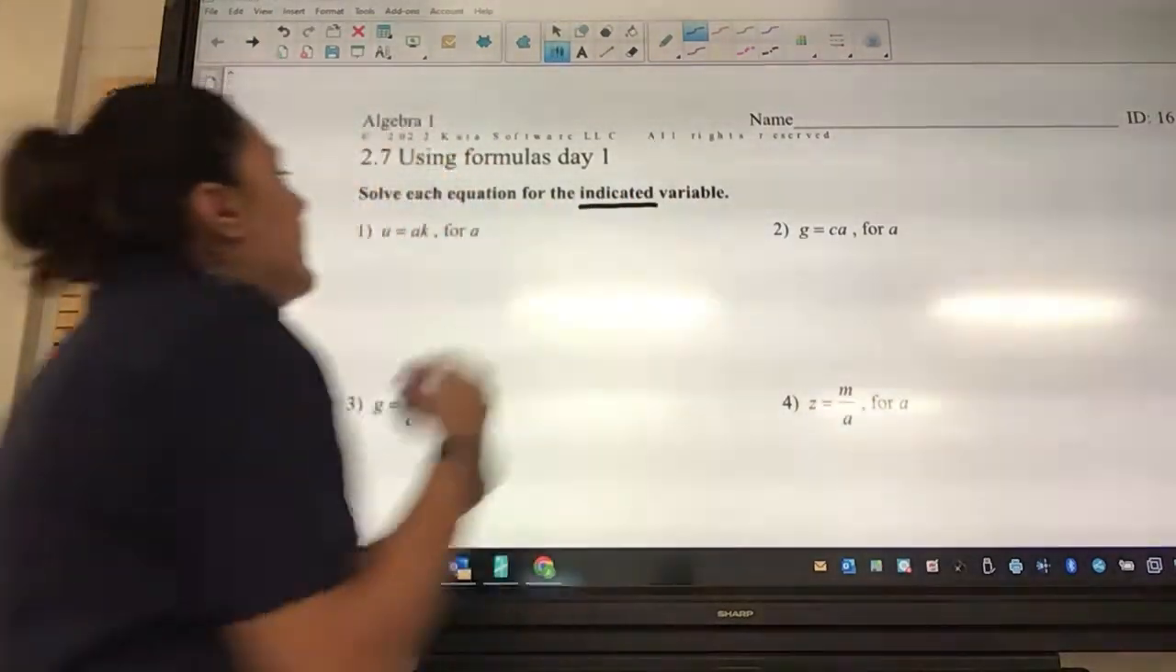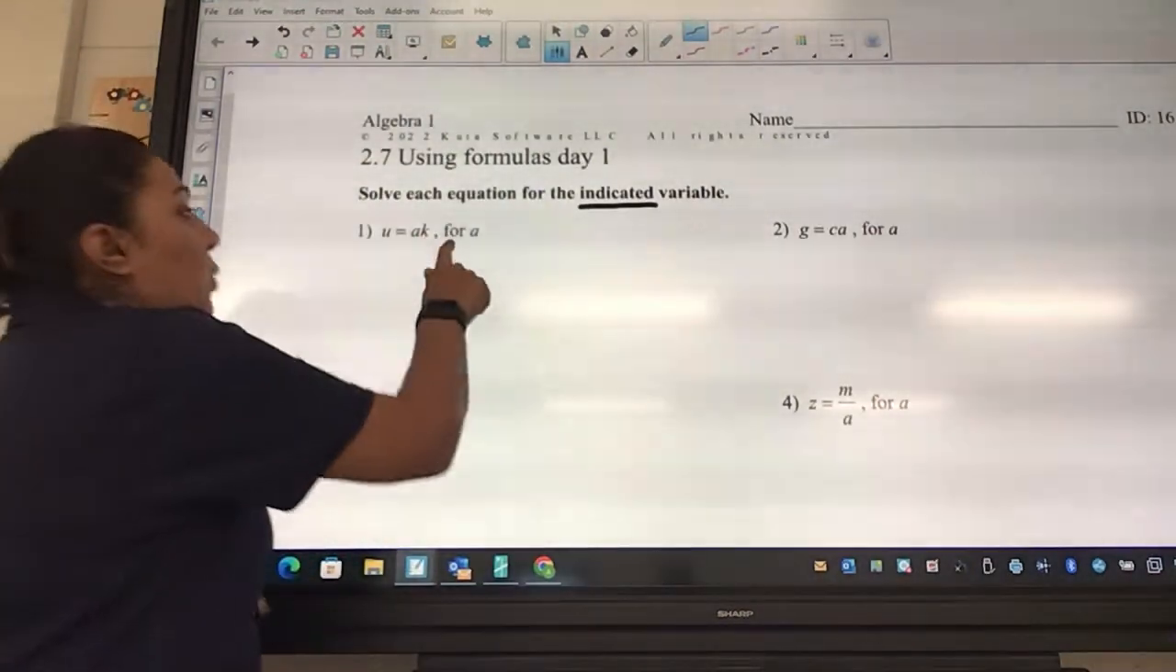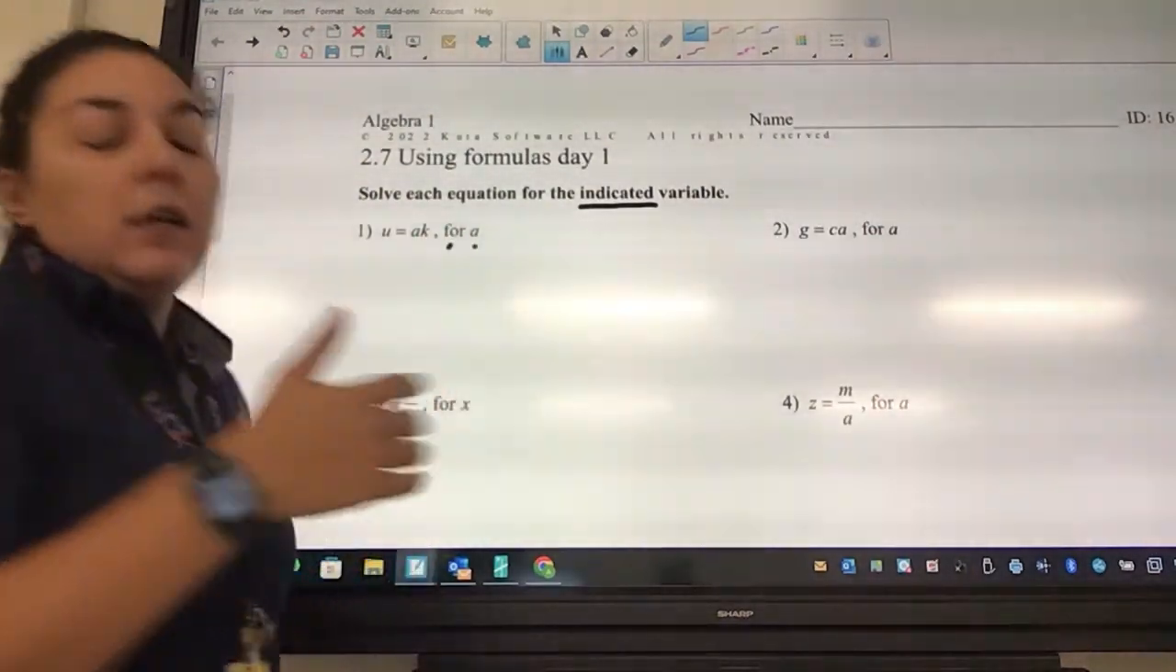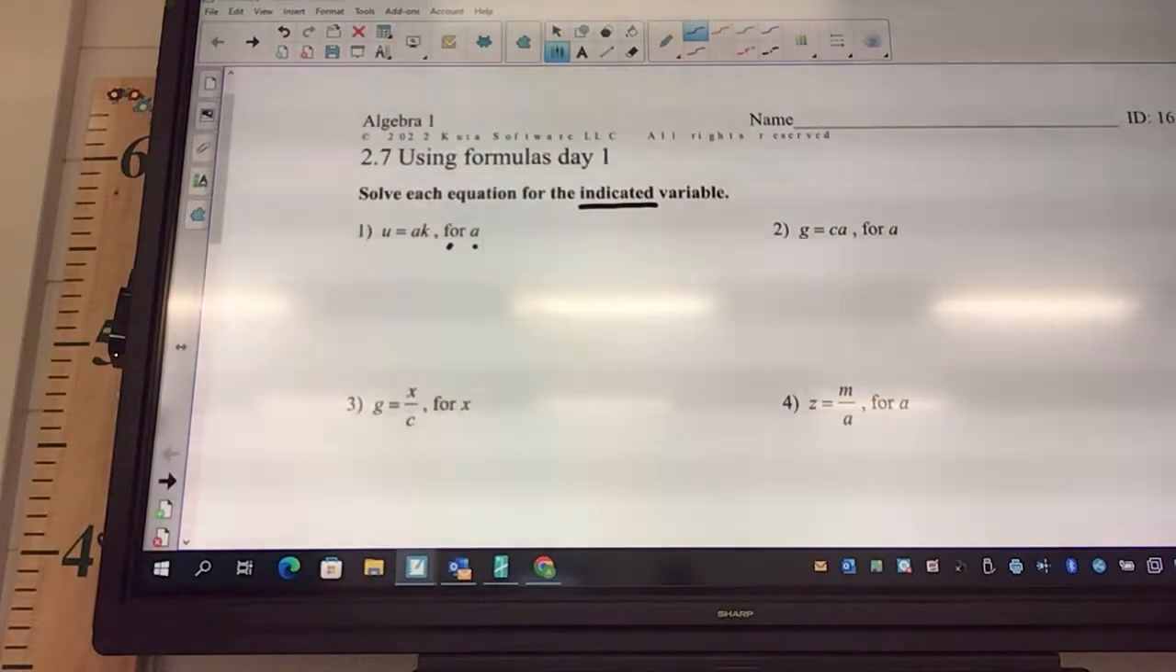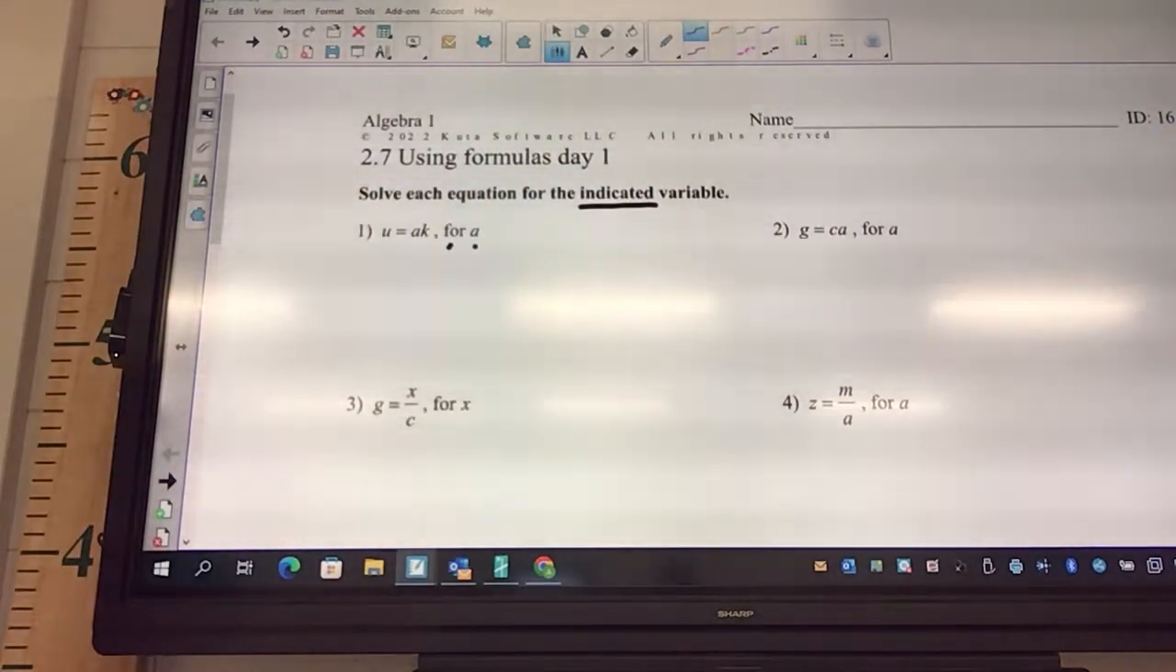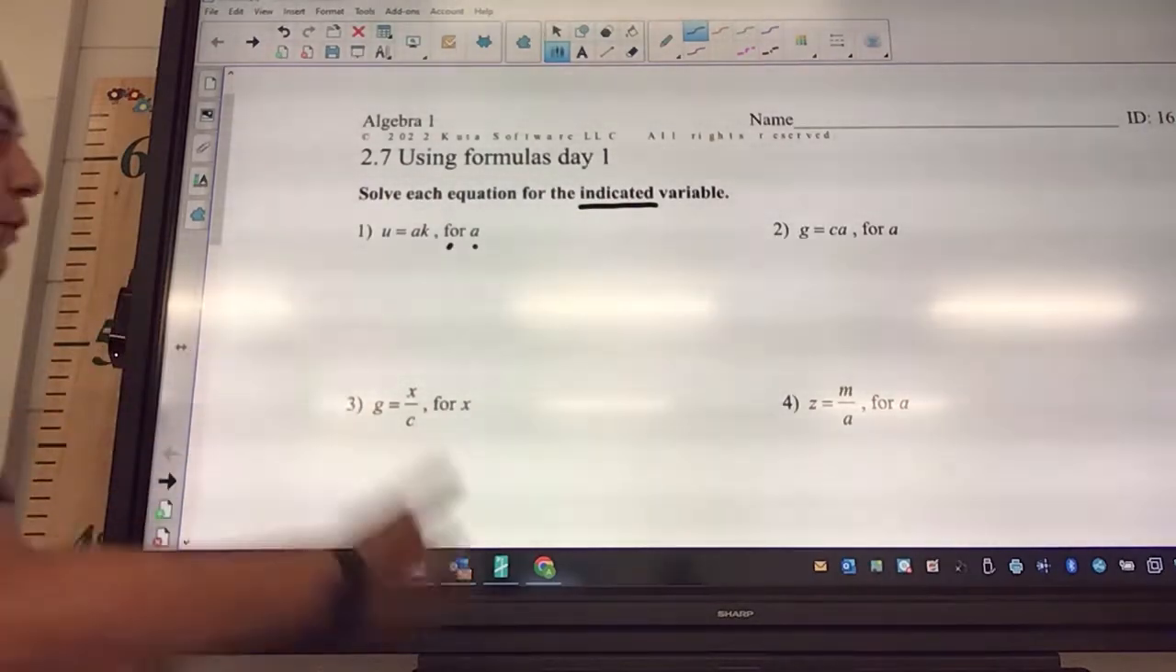Today we're going to be solving equations for the indicated variable. The indicated variable is always going to be the one they say to solve for. If you need some extra help, like if you were to Google these on YouTube, they're also called literal equations.